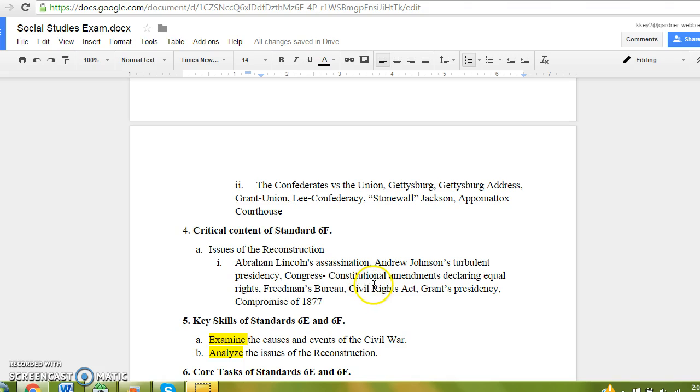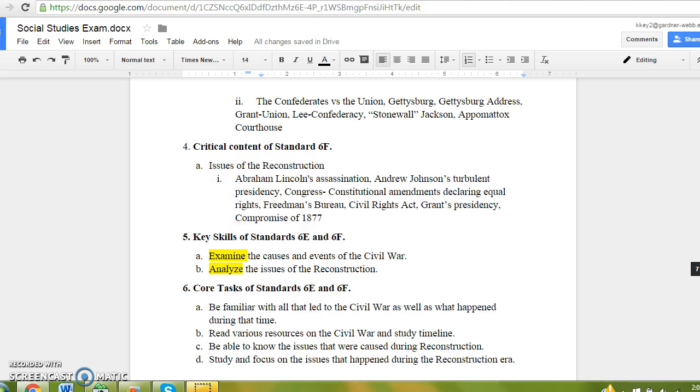You've got the Congress with the constitutional amendments declaring equal rights. You've got the Freedmen's Bureau, the Civil Rights Act, and Grant's presidency after Andrew Johnson's, and the Compromise of 1877. So there's a lot of information to go over for the Reconstruction and the Civil War. I have to know more than this as well.